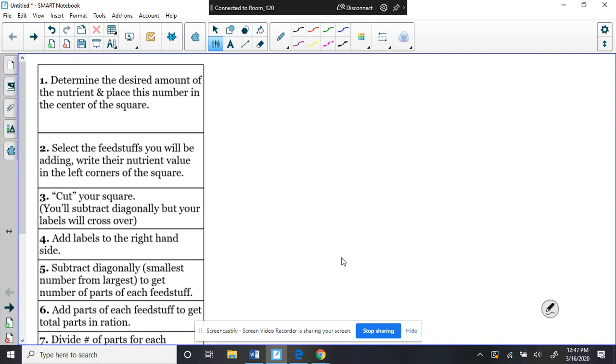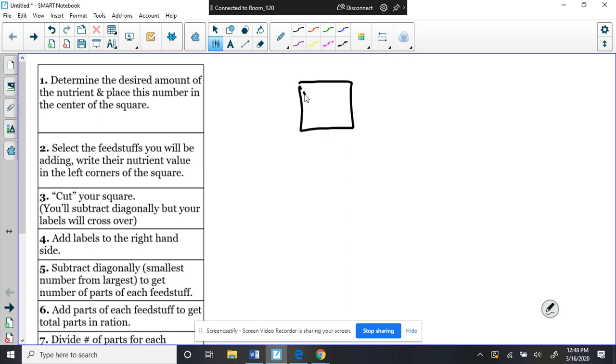All right, so to do a Pearson square, the very first thing that we start with is step number 1. So step number 1 says to determine the desired amount of the nutrient and place this number in the center of the square. What that means is it's saying choose what nutrient we are trying to feed for, so protein or dry matter or calcium, and then whatever percent you want to feed to, that's going to go in the middle of a box. So I'm going to draw a box to start.